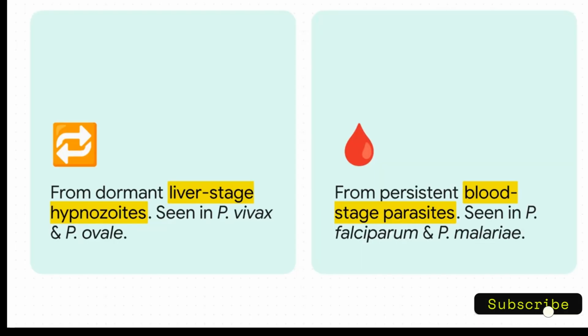And that brings us to a classic exam trap, distinguishing between relapse and recrudescence. They sound similar, but they're totally different. Relapse, like we just said, is from those sleepy hypnozoites waking up in the liver. That's vivax and ovale. Recrudescence, on the other hand, is when a few parasites survive the initial treatment in the bloodstream and then make a comeback. That's what you see with falciparum and malariae. Liver versus blood. That's the key distinction you need to remember.